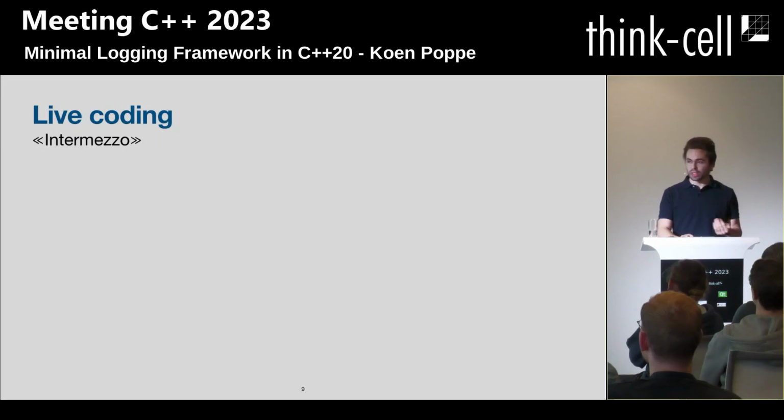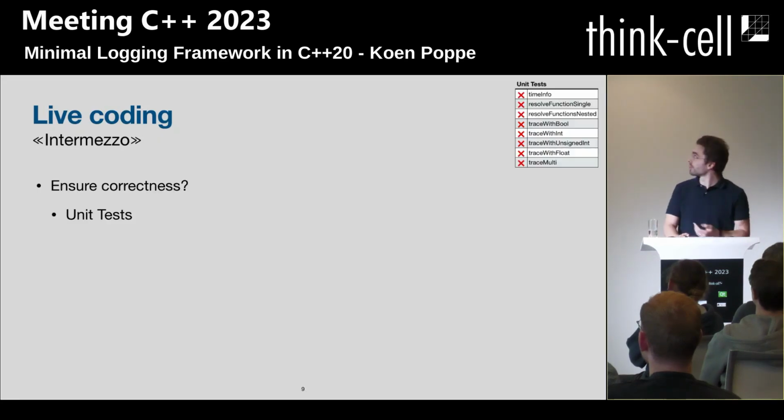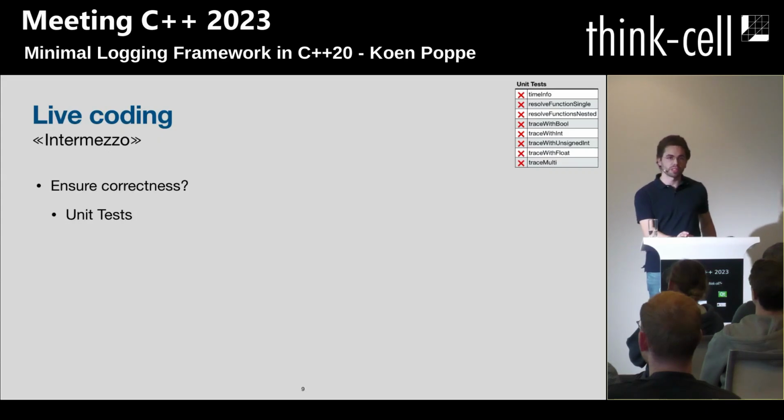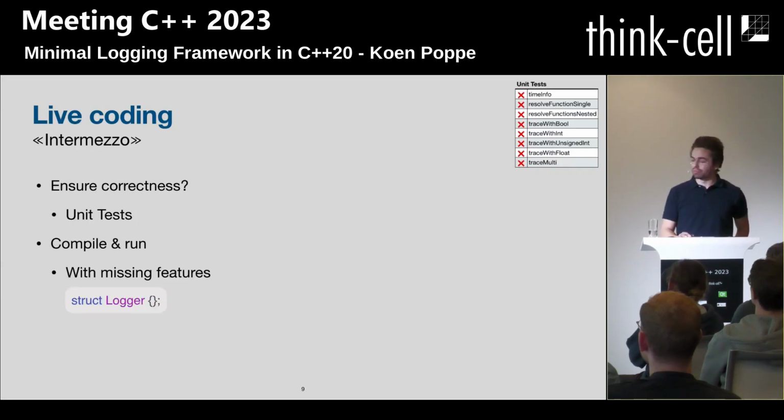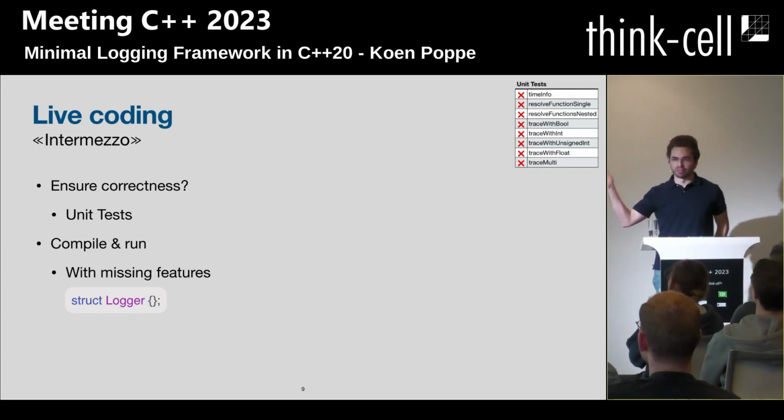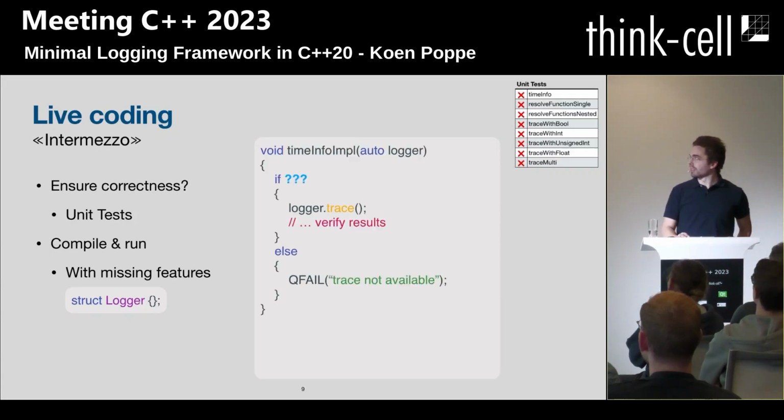And that was to ensure correctness. I, of course, write unit tests. So I have a set here of unit tests on the top right of the things that the framework should be able to do at the end of the presentation. And of course, I want this to compile and run even if my implementation of the logger is just this. So to do this, I end up with some kind of boilerplate, where we have to fill in something: if this feature is available, you do the first branch, and if it's not available, you just fail the test.